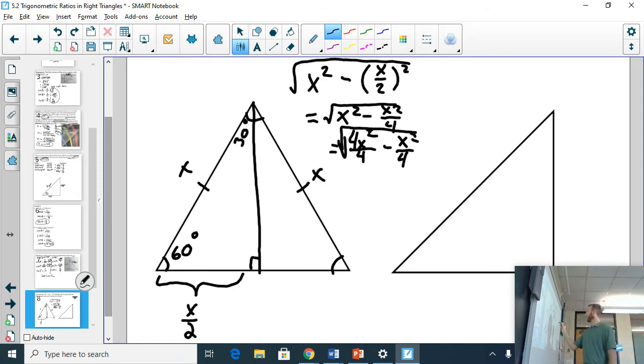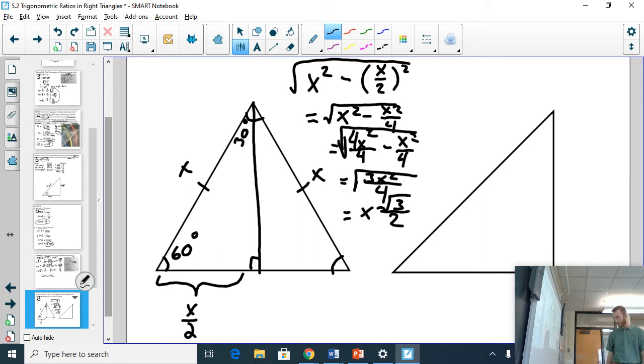And so then we get the square root of 3x squared. 4 of something minus 1 of something is going to be 3 of that something, and then all over 4. And then the x squared can come out as an x. And then square root of 3 stays, and then that square root of 4 on the bottom can come out as a 2. So this side length is x times square root of 3 over 2.